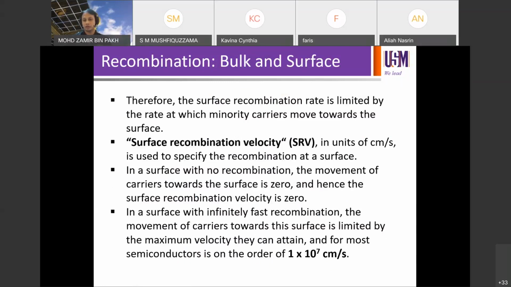So if I draw a cross section here of your semiconductor material, say this one is crystalline silicon, single crystal silicon. Recombination in the bulk means the recombination is happening somewhere in the silicon, in the volume of the silicon. So that is meant by bulk recombination. This is bulk recombination.